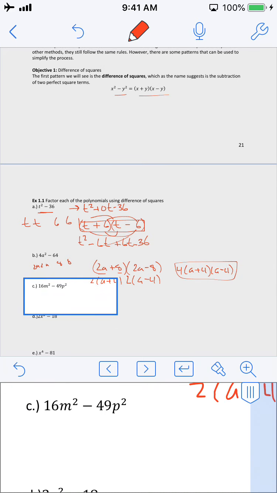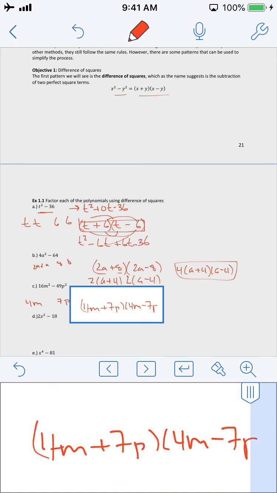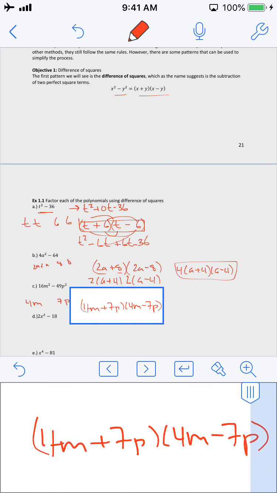Again, I'm noticing no term in the middle. Interesting, that means maybe something canceled, but only if there are squares on the outside and it's being subtracted in the middle. Are there squares on the outside? 16, 49, m squared, p squared. Yep, that's all squaring of everything. Here I have 4m being squared. Here I have 7p being squared. It must have been the case that it was 4m plus 7p and 4m minus 7p. That had to have been the factored form.